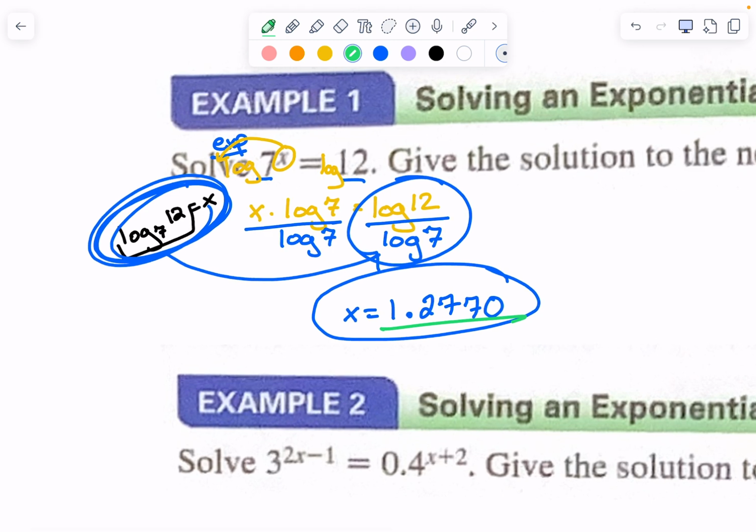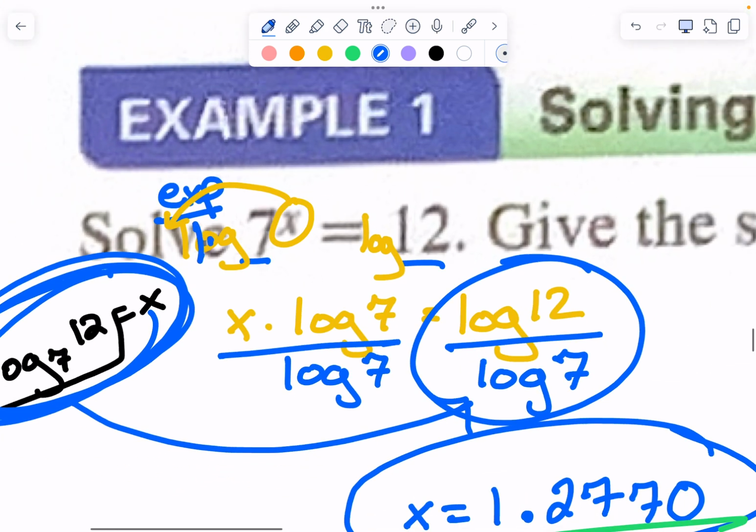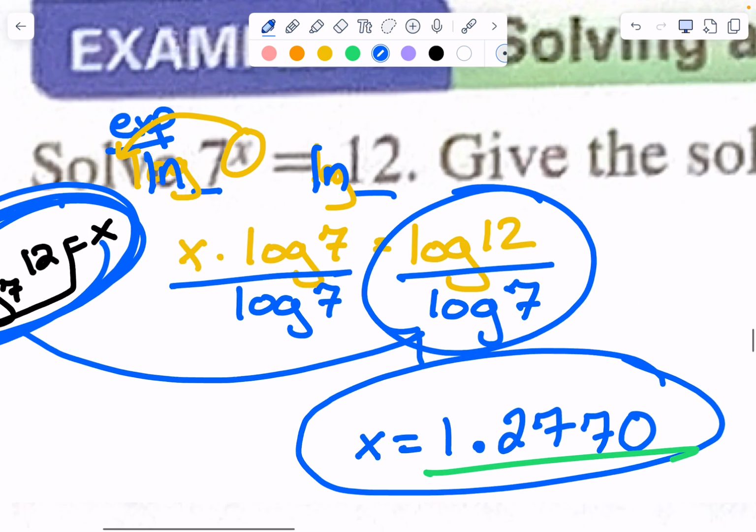So anyway, you log both sides. Now if we wanted to, instead of logging both sides, we could ln both sides, and then it would be ln of 12 over ln of 7. But same thing. You're going to end up with the same thing, okay?